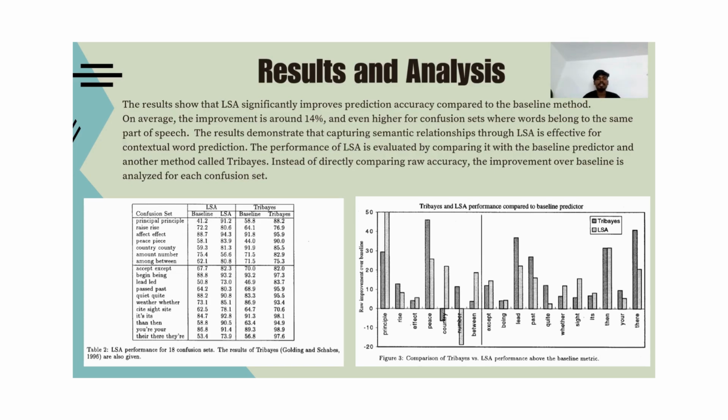When we compare the baseline results with those of LSA, we observe a clear improvement across most confusion sets. For instance, in cases like principal and principle, the baseline accuracy is relatively low, whereas LSA significantly improves the prediction accuracy by utilizing contextual information. This demonstrates that LSA is capable of capturing semantic relationships between words and using them effectively for predictions.